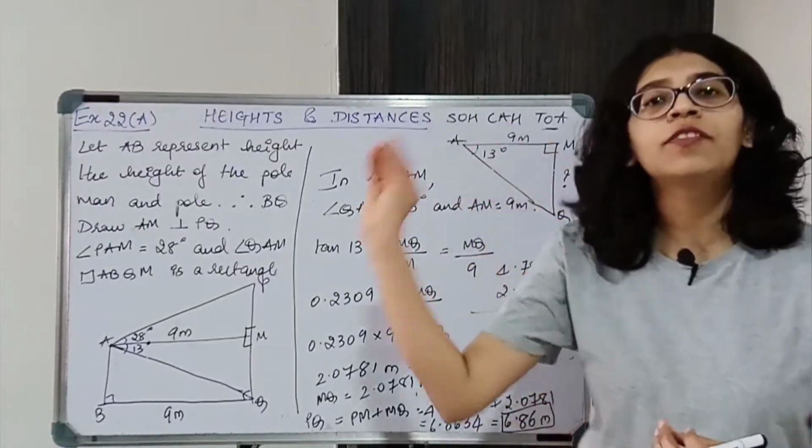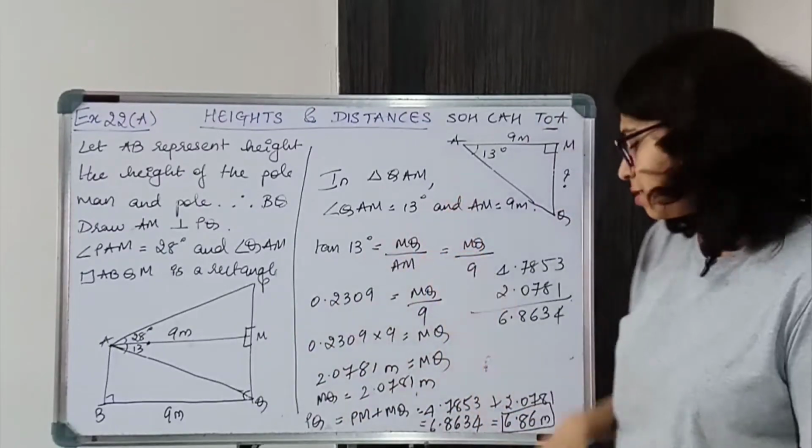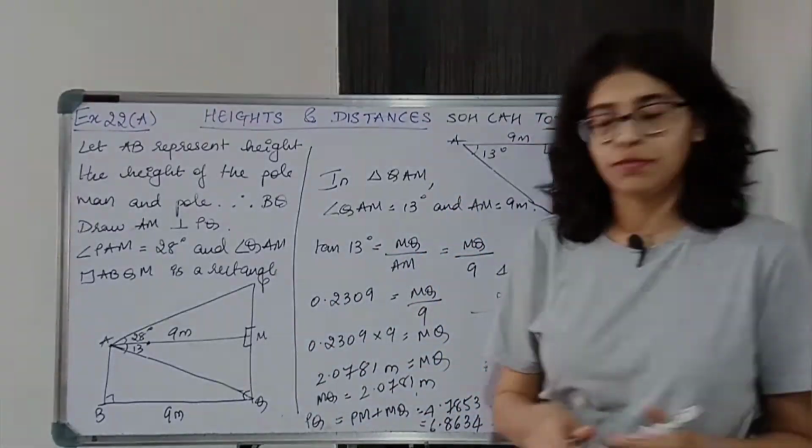Box the answer, write down the final statement. I have not written over here. Write down the final statement. The height of the flagpole is 6.86 meters.